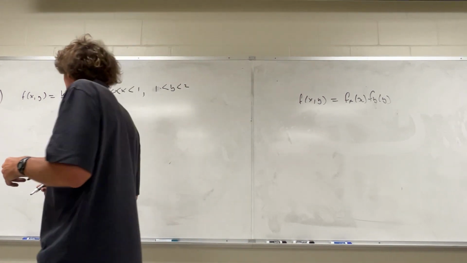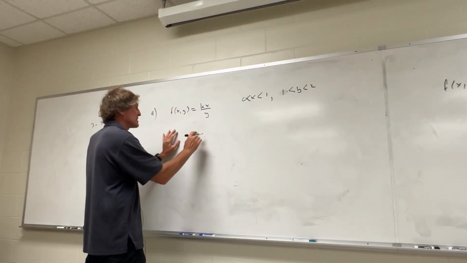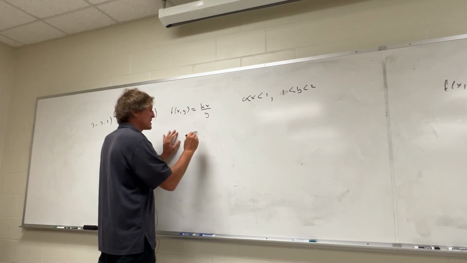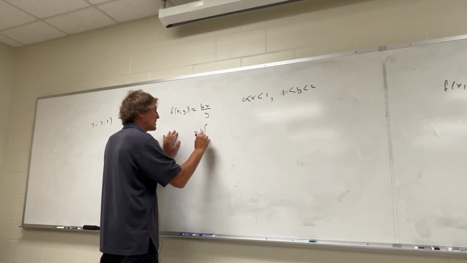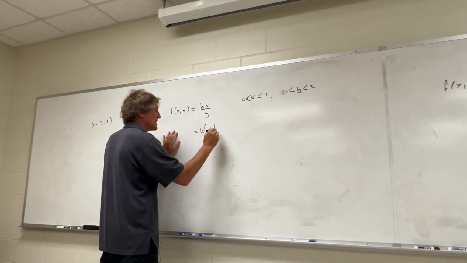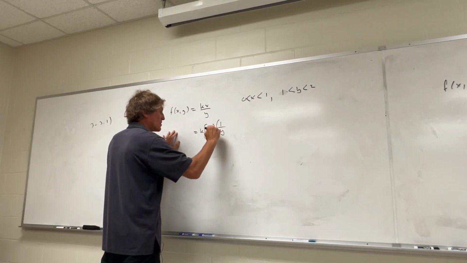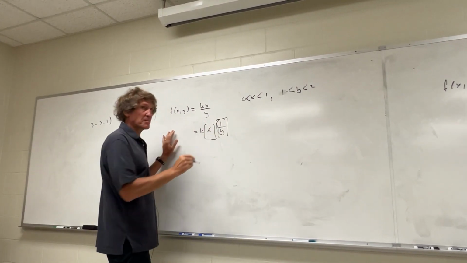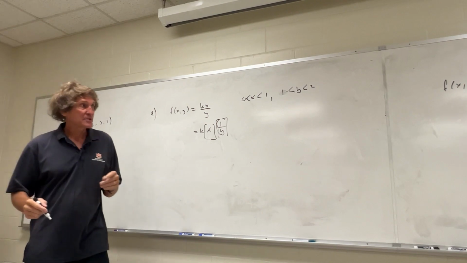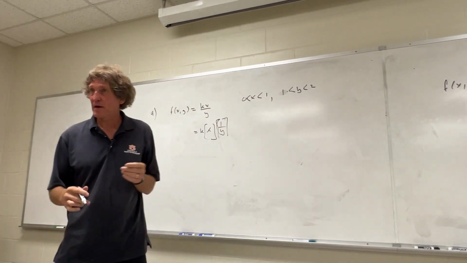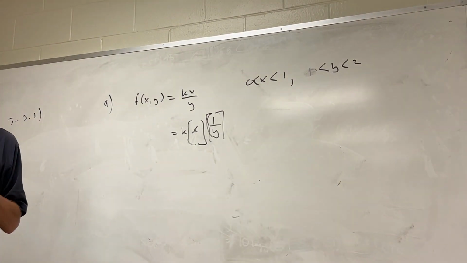Now, if you look at this one, without doing anything to calculate k, can you see how you can get k, and then the function of x is just x, and the function of y is 1 over y? Y'all with me on that? That checks that box without doing anything to calculate k.